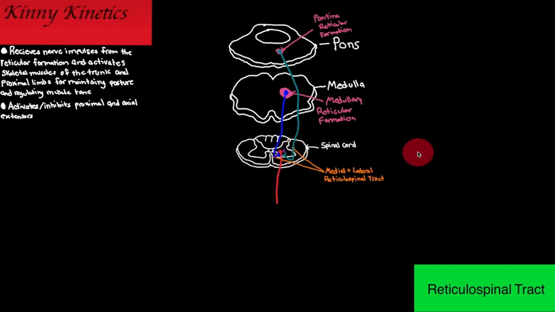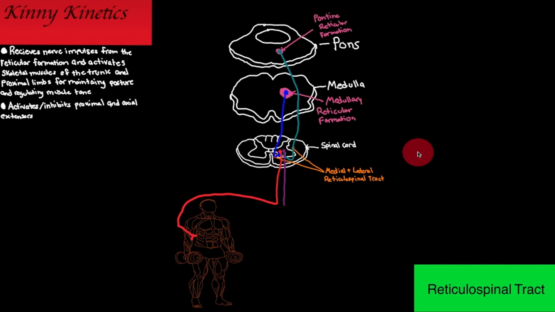The signal continues to activate extensor muscles of the proximal limbs and trunk for the medial reticulospinal tract and to inhibit skeletal muscles of the trunk and extensor muscles of the proximal limbs for the lateral reticulospinal tract. Here I depicted a man performing a bicep curl. As you can see, the signal gets sent to the trunk extensors from the medial reticulospinal tract to keep an upright position during the standing bicep curl.